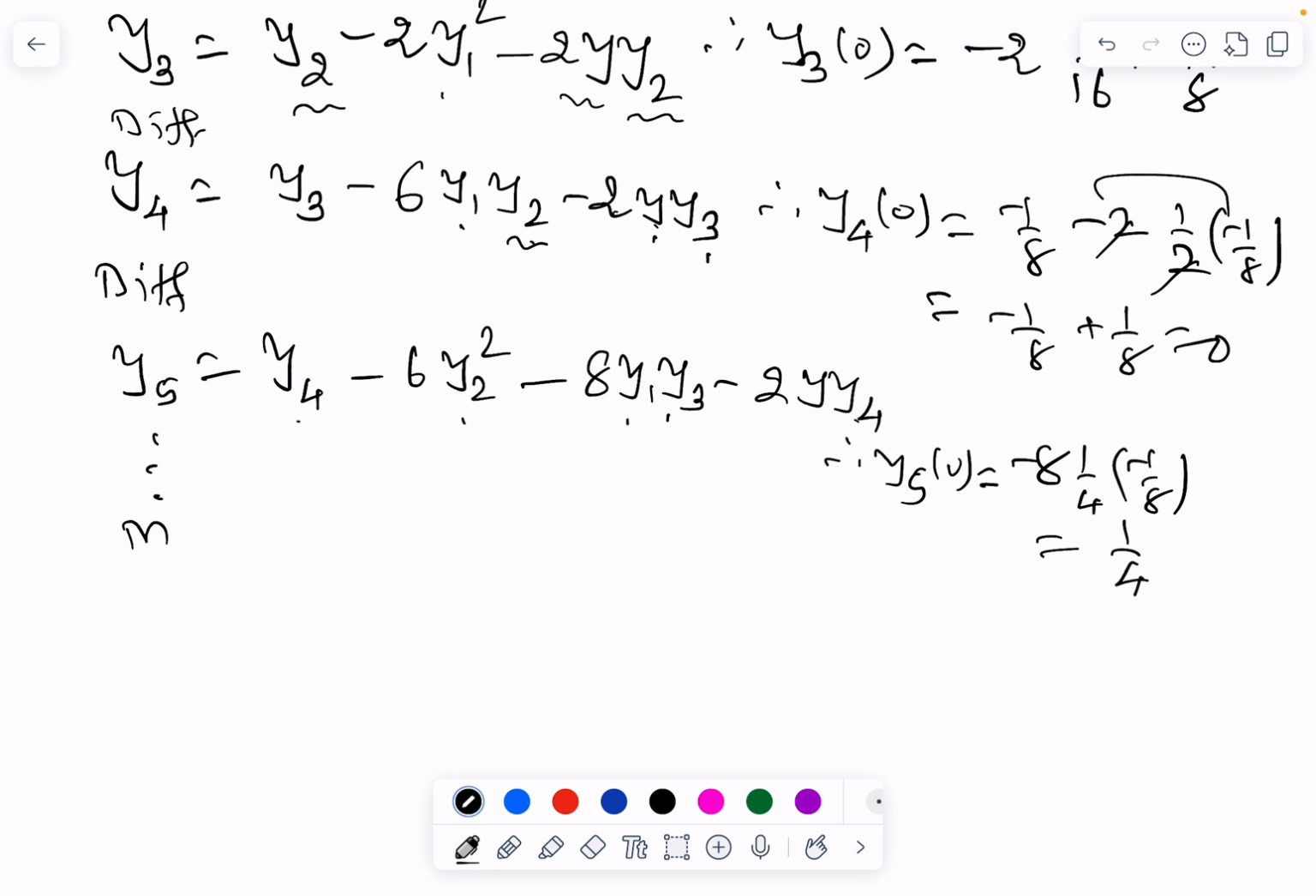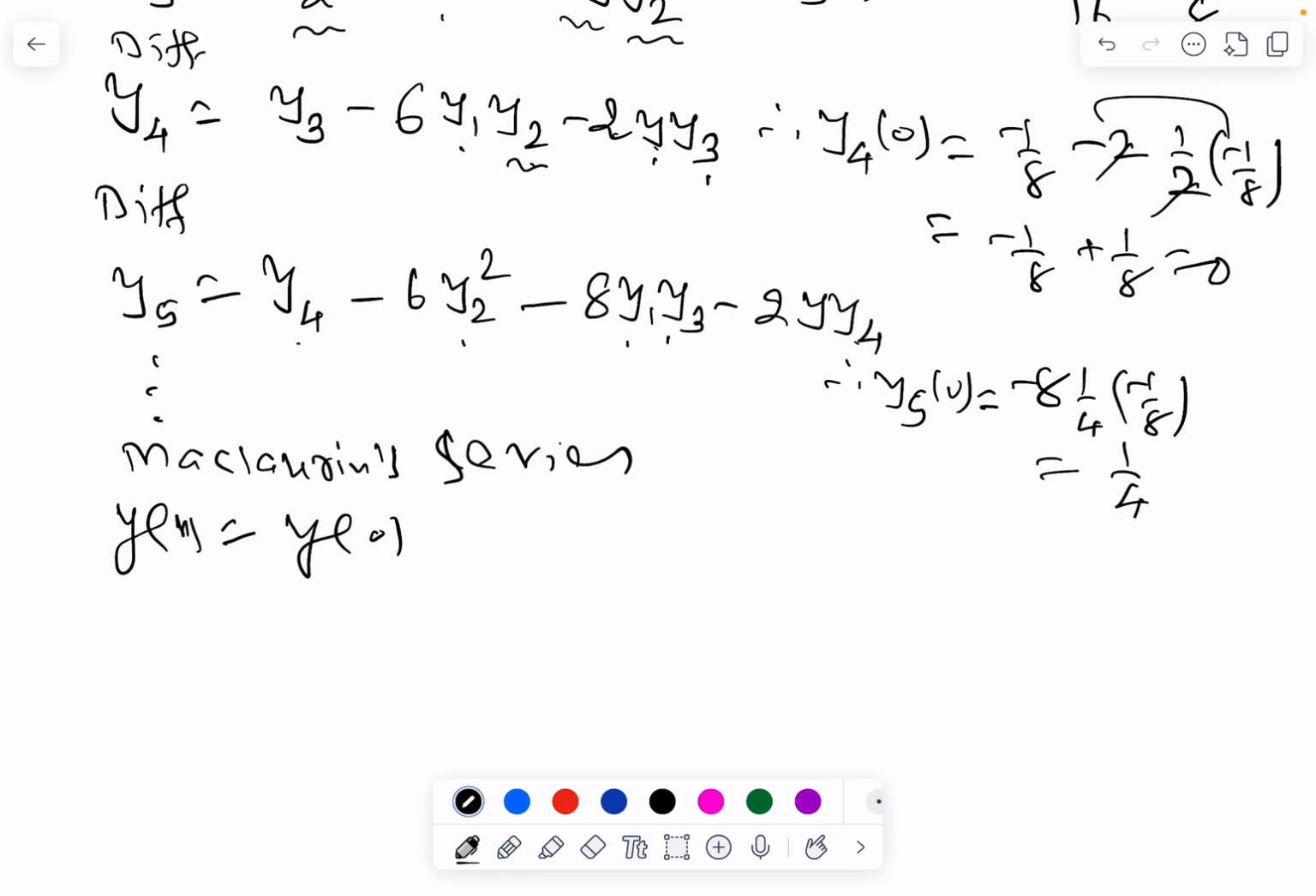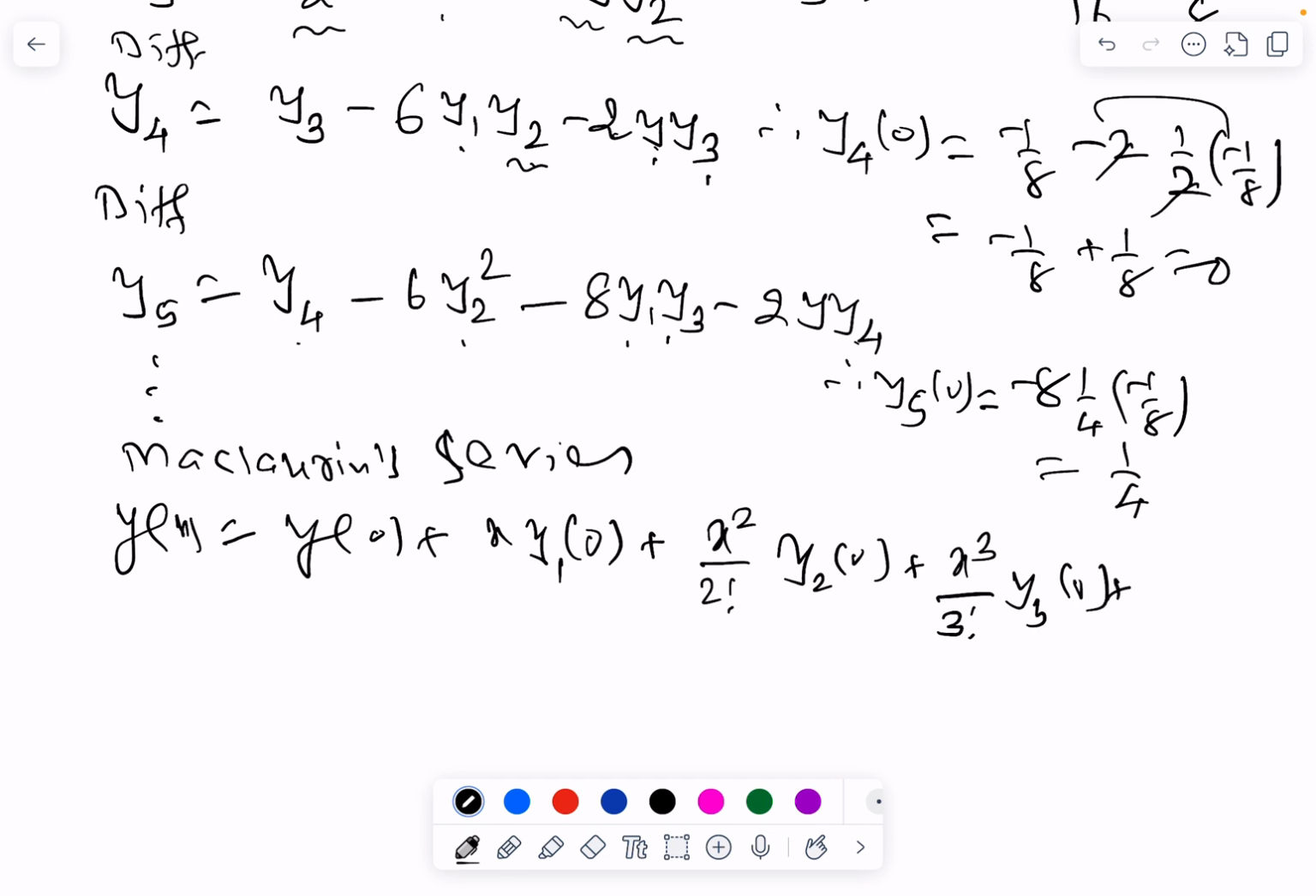So the Maclaurin series is y at x equal to y at 0 plus x y1 at 0 plus x square by factorial 2 y2 at 0 and so on. X cube by factorial 3 y3 at 0, x power 4 by factorial 4 y4 at 0, x power 5 by factorial 5 y5 at 0 and so on.